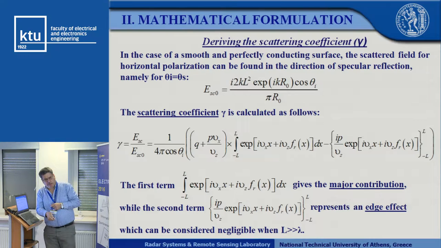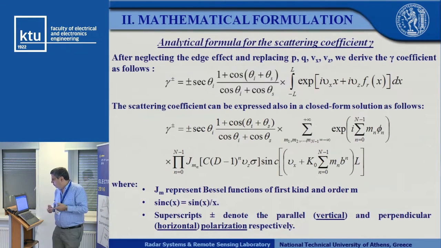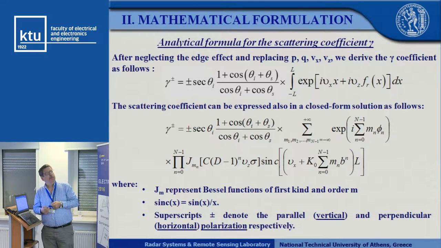So we assume a rather large, electrically large scatterer, and to come to the point, we also have an analytical formula previously described in the literature for the bistatic scattering coefficient. Okay, so this is the analytical formula. It is rather complicated. Please don't be panicked by this. It's rather complicated, but it gives a good physical insight.